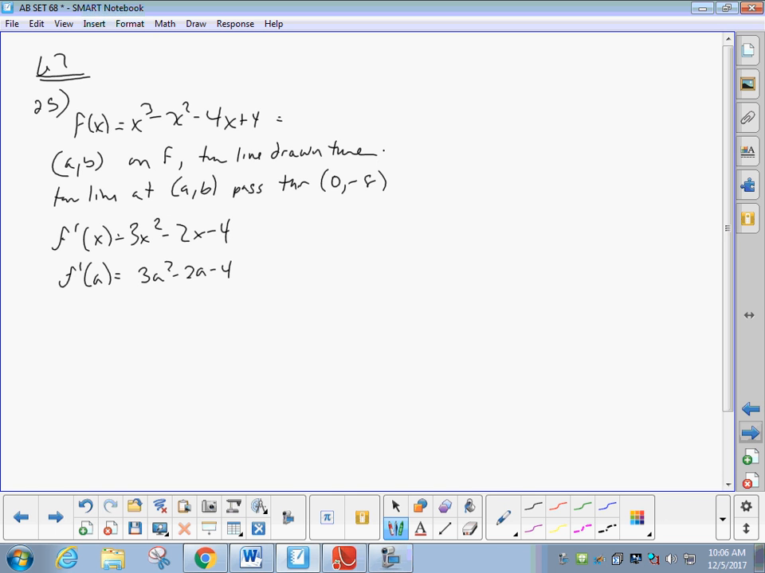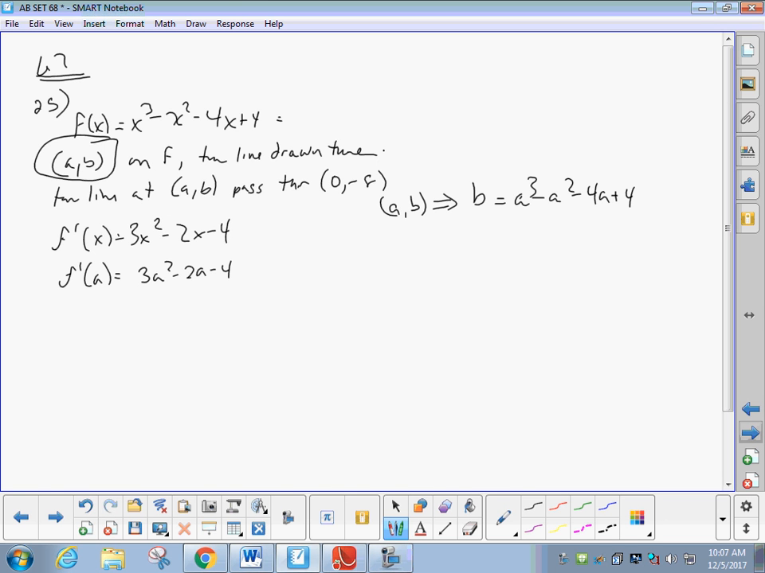Okay, let's use (a, b) to the max here. First of all, anytime they give you a point on the curve, you should use it in the simplest possible fashion, which is to say, when you put a in, you get out b. That right there is the relationship between a and b, because (a, b) is on the curve. I know that.